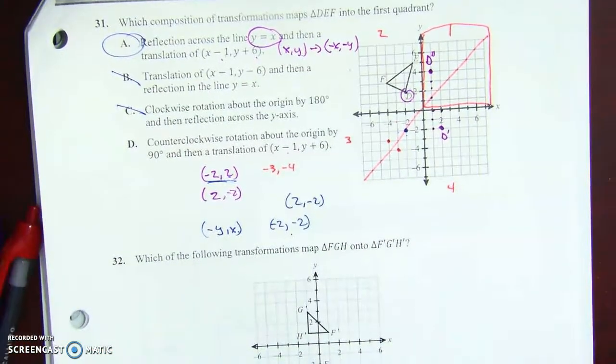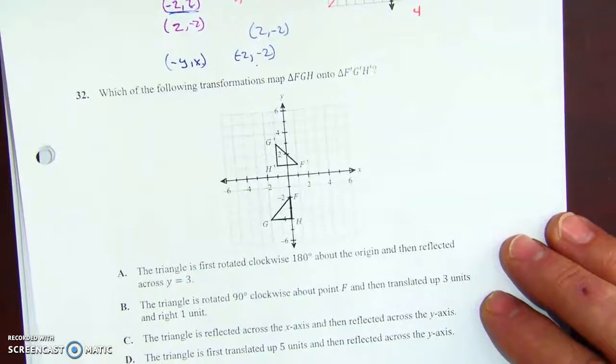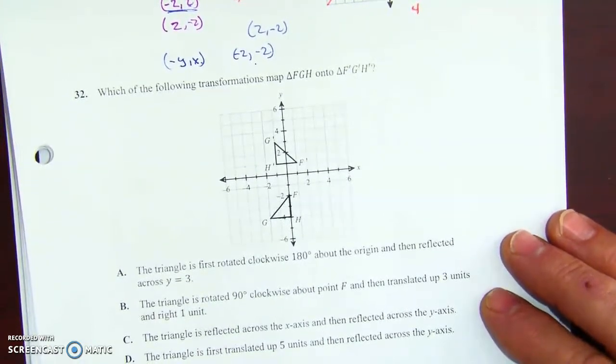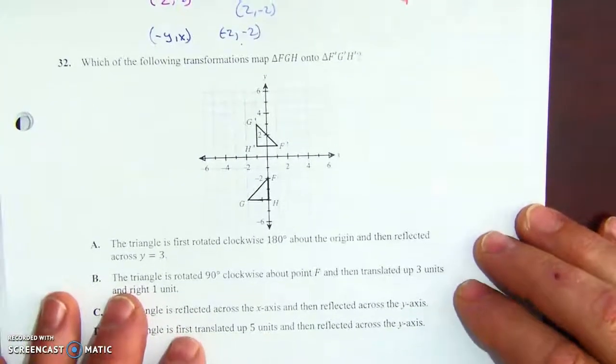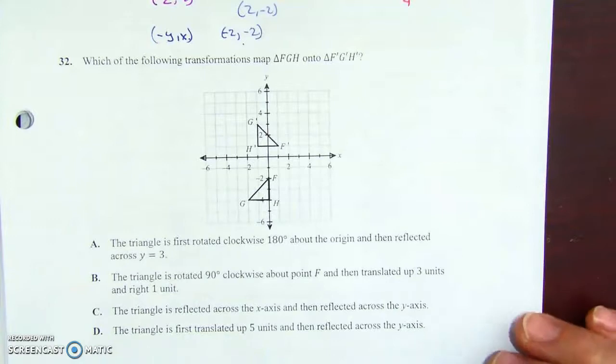Okay, question number 32. Which of the following transformations maps FGH onto F prime, G prime, H prime here? This gives us a little bit of a harder one to do because we have to figure it all out. So we have some scenarios here.